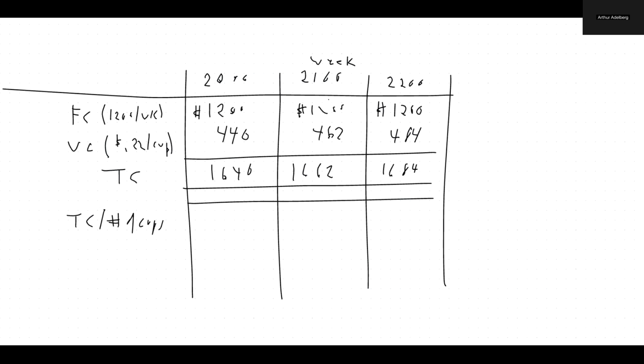So what's 1640 divided by 2000? 82 cents. And you got to write it out per cup. Per cup. And then at 2,100 cups, what's the per unit cost? 79 cents per cup. And finally, at 2,200? 77 cents per cup.